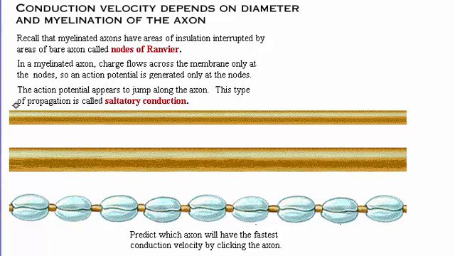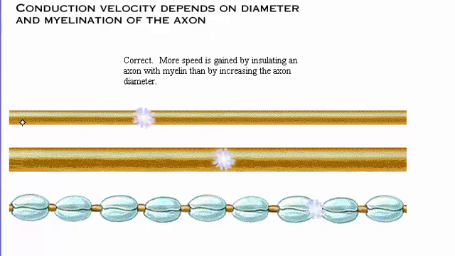Predict which axon will have the fastest conduction velocity by clicking that axon. Correct. More speed is gained by insulating an axon with myelin than by increasing the axon diameter.